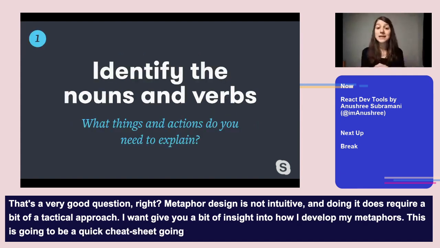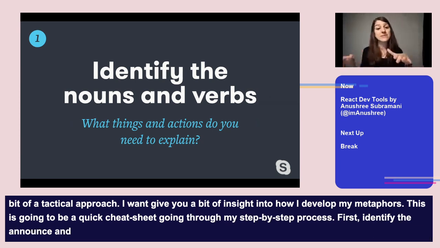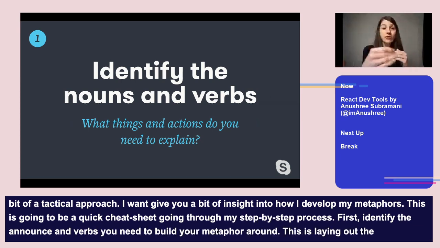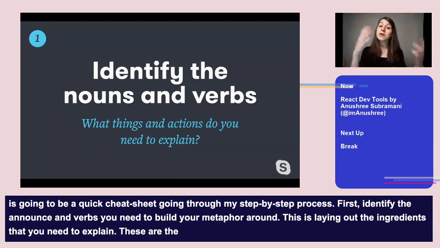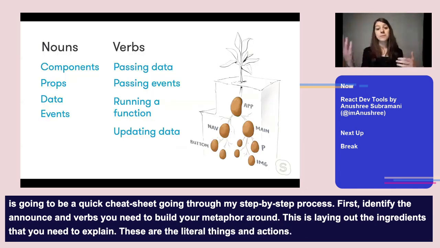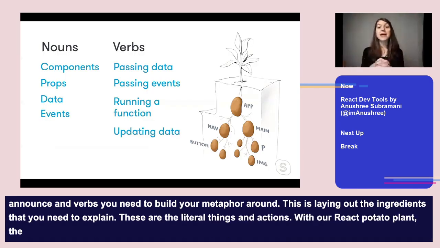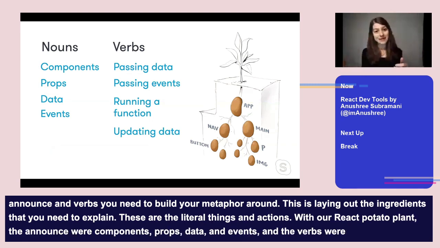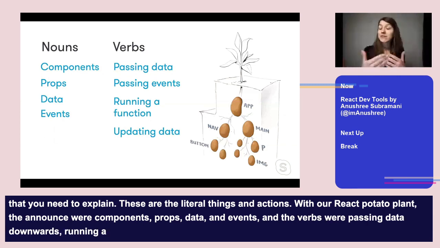So first, identify the nouns and verbs that you need to build your metaphor around. This is like laying out the ingredients for what you need to explain. These are going to be the literal things and actions. So with our React potato plant, the nouns were components, props, data, and events. And the verbs were passing data downwards, passing events up, running a function, updating data. And this just helps you get clear on what you need to explain.